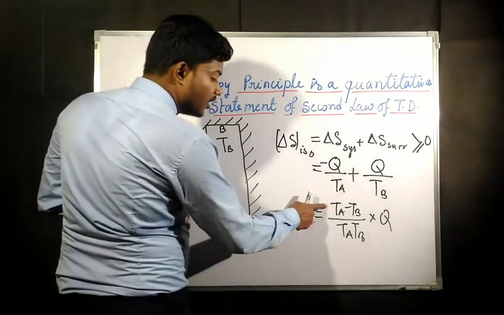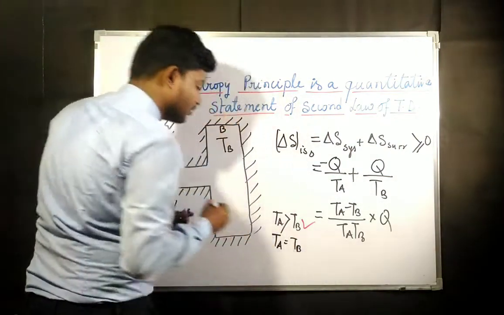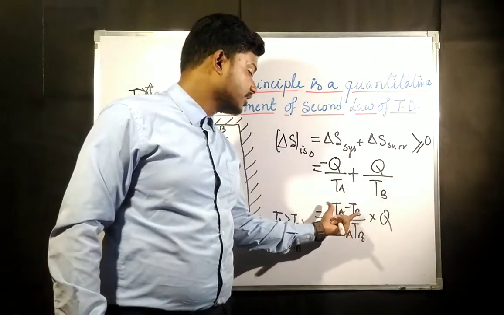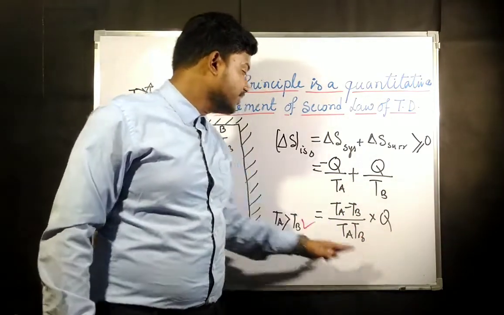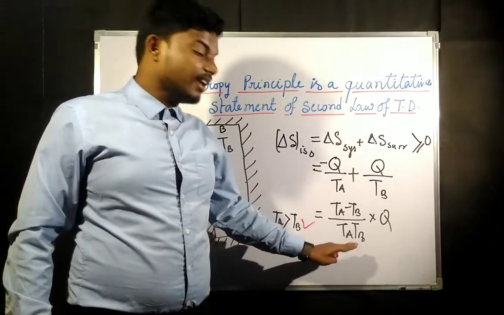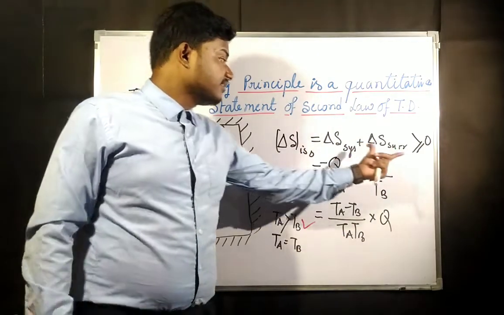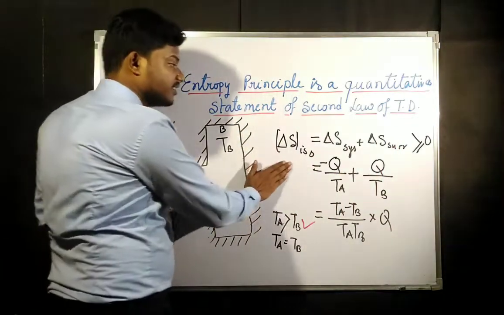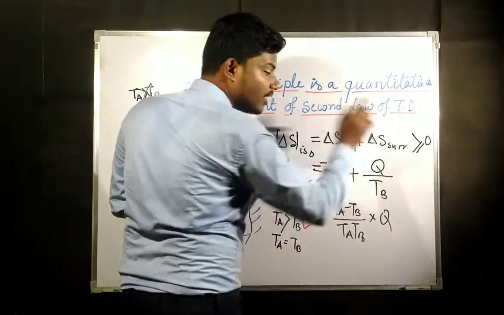Now let us take Ta equal to Tb. If Ta is equal to Tb, that means Ta and Tb are equal, so this value is going to be 0. If this value is 0, then the complete change in entropy of that isolated system is going to be 0. And this is satisfying our isolated system principle, or the entropy principle. That means for an isolated system it can be equal to 0 also.